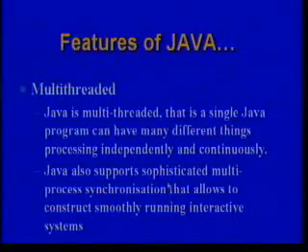Java also supports sophisticated multi-process synchronization that allows you to construct a smoothly running interactive system. If many processes are running concurrently and want to access each other, there must be some synchronization among them. So Java supports those types of synchronization mechanisms. Synchronization is required when many processes want to access the data at the same time, so that the end results support correctness. This is what we say about multi-threading.